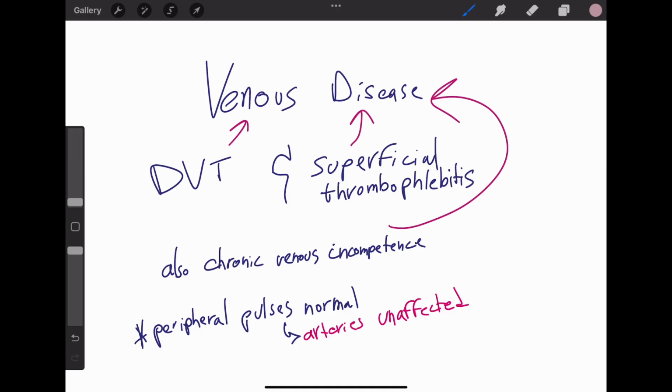Peripheral pulses are normal. Remember this because the arteries are unaffected. It's the veins that are the issue. The veins do not carry the pulse. That's the arteries. So peripheral pulses are normal.